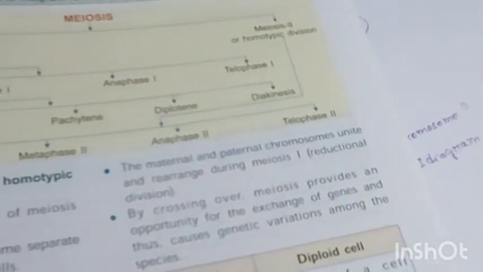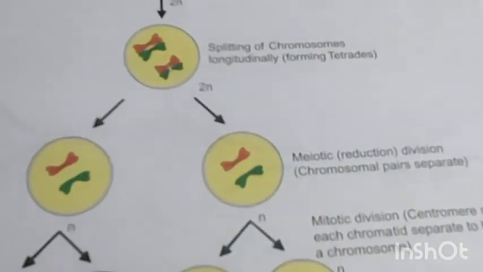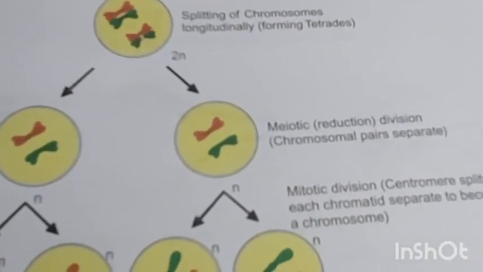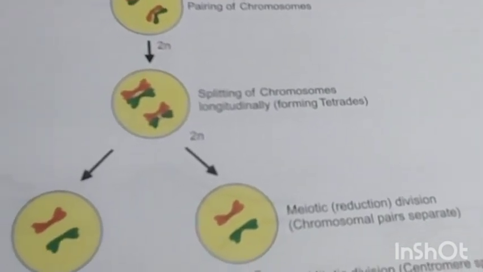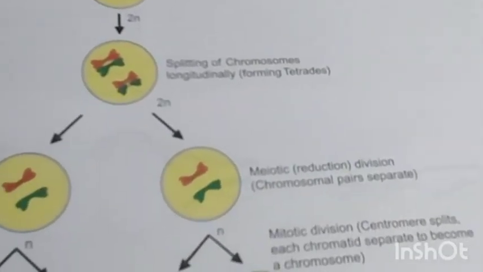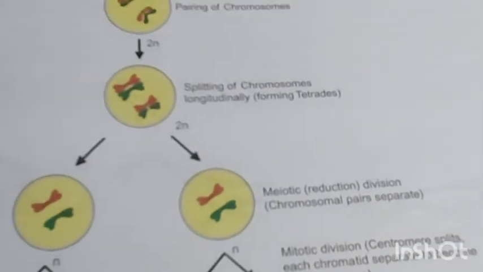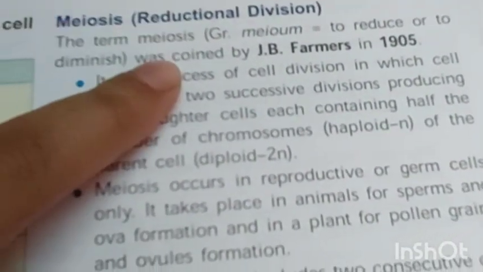Now coming to the process of meiosis, mitosis is known as the equational division. Why is this so? Because in mitosis the daughter cells are exactly similar to the mother cell in morphology and also in DNA content. So mitosis is called equational division, but meiosis is called reductional division.